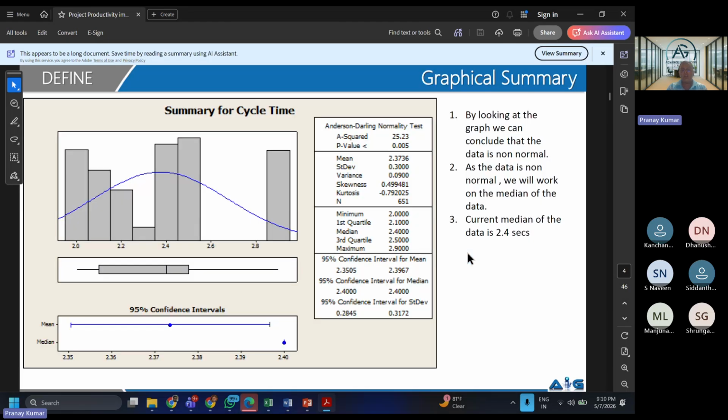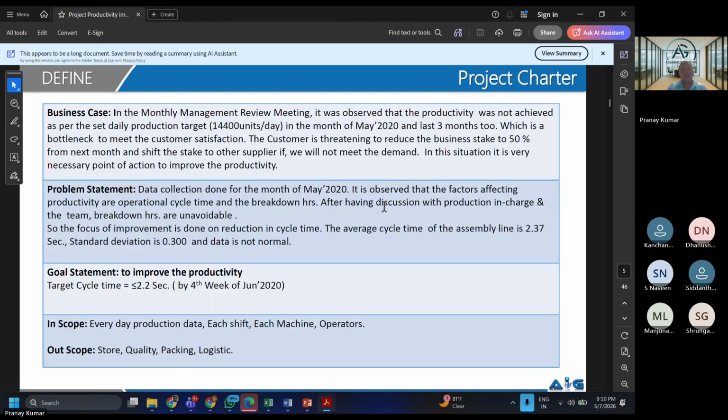But why is cycle time analyzed then? This seems to be a mistake. This is a bottleneck to meet the customer satisfaction. Customer is threatening to reduce the business stake to 50% from next month and shift the stake to another supplier if we will not meet the demand. In this situation, it is very necessary point for action to improve productivity.